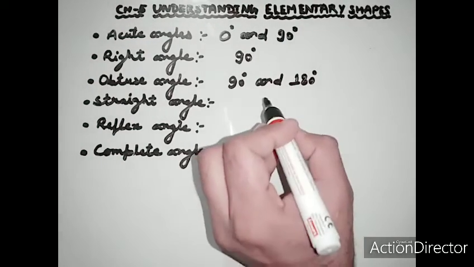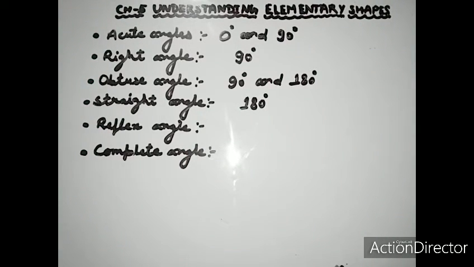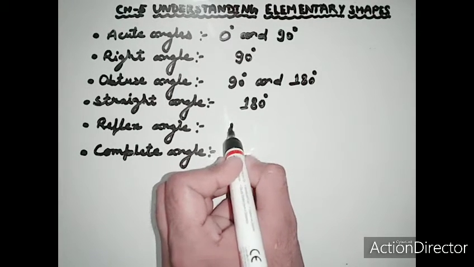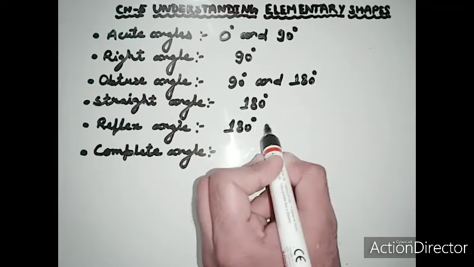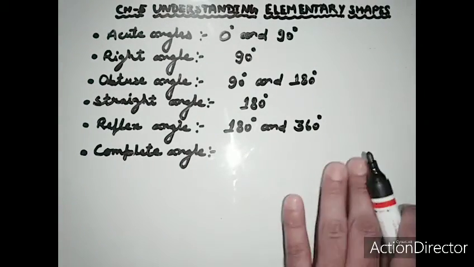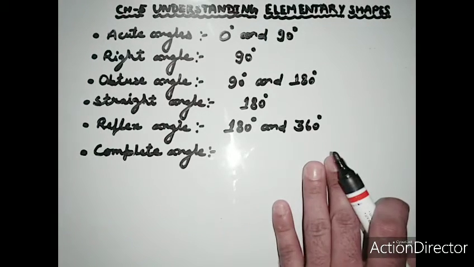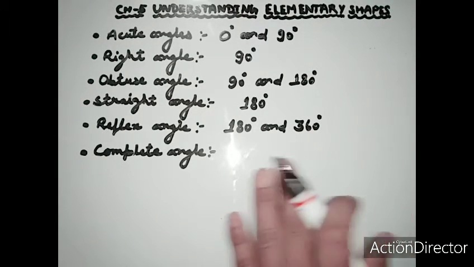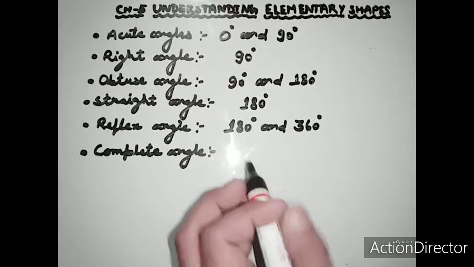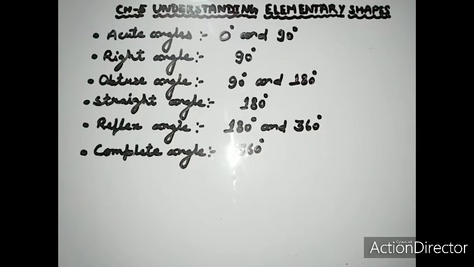Now straight angle, 180 degree angle is known as straight angle. Now reflex angle, angles formed between 180 degree and 360 degree. These all angles, which form between 180 and 360, are known as reflex angle. Now complete angle, 360 degree angle is known as complete angle.